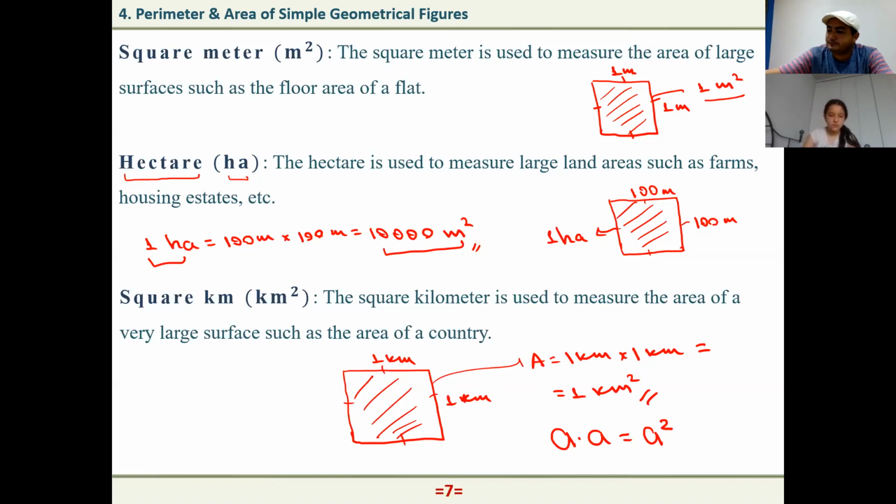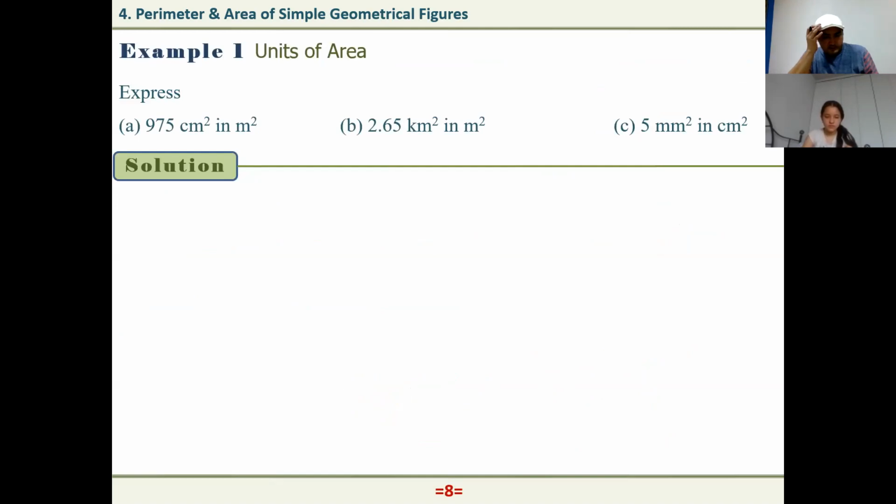Okay? Now, let's solve a few questions. Question A. Express 975 centimeters squared in meters squared. Let me just do it this way and draw a line. So that means 975 centimeters squared is how many square meters? That's the question. To understand this, again, Shahina, immediately change this into an algebraic equation.